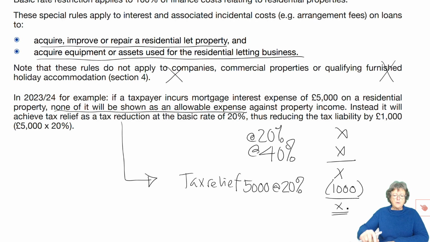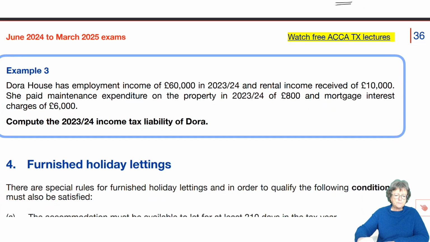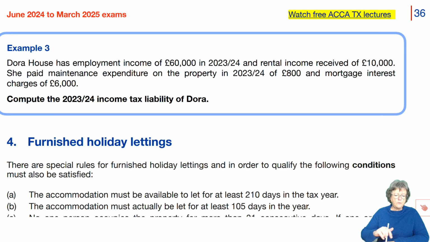Okay, so let's have a look at an example of how this works. Dora House has employment income of £60,000 in 23-24 and rental income received of £10,000. She paid maintenance expenditure on the property of £800 and mortgage interest charges of £6,000. What is her income tax liability? Okay, so let's have a look what her income tax liability would be in that situation.